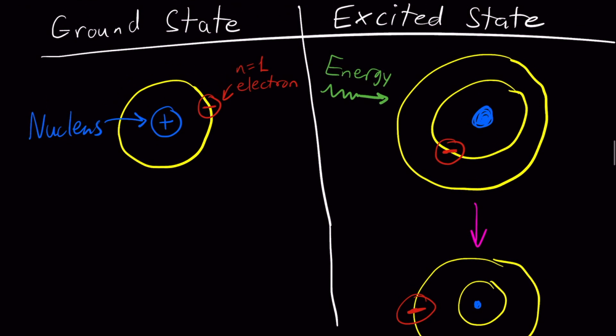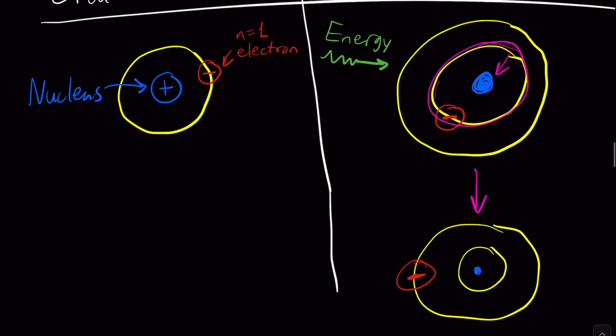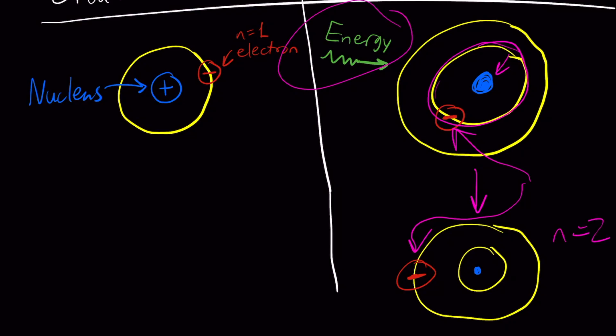Here's a picture of the excited state. We've got the nucleus right here, and these are the subshells. So this is n equals 1, and if you see here, energy comes in and moves the electron to the second subshell, which is n equals 2. Now we are in the excited state.